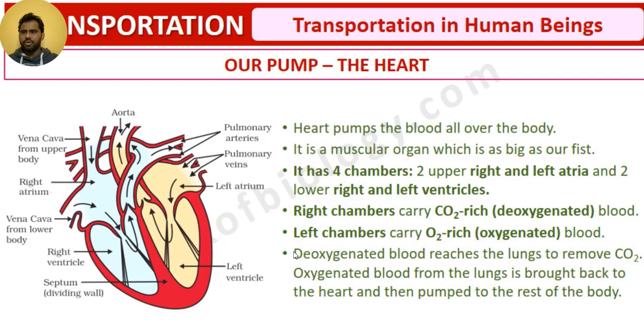So this last line is important. This explains the function of the heart. Deoxygenated blood reaches the lungs to remove CO2. Oxygenated blood from the lungs is brought back to the heart and then pumped to the rest of the body.